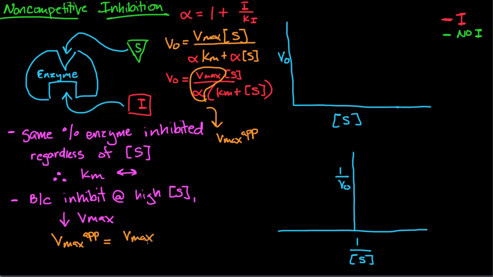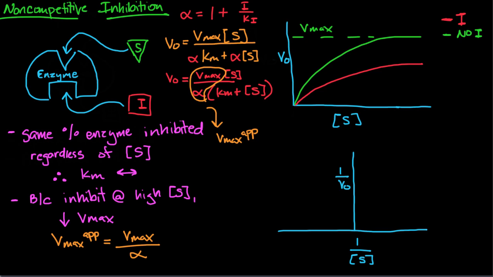Now let's take a look at some graphs. If uninhibited, we have this graph right here with a Vmax up there. What's going to happen is the inhibitor works independent of the substrate concentration. So it always inhibits the same proportion of enzyme. So what we're going to see right here is the difference between these curves is always a factor of, like, let's say 2. Okay, let's say that the inhibitor is always half the velocity.